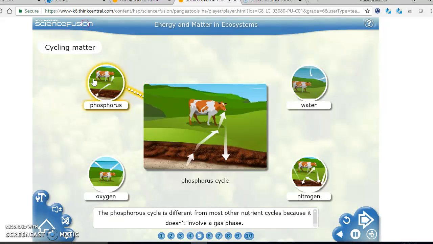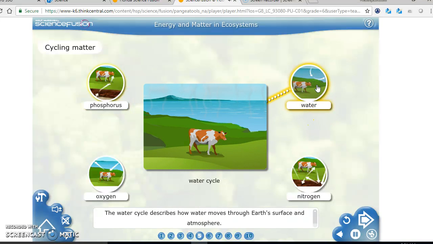Phosphorus is another important nutrient in ecosystems. The phosphorus cycle is different from other nutrient cycles because it doesn't involve a gas phase. That is, there is not much phosphorus in the air. The main source of phosphorus is in rocks. Weathering removes phosphorus from the rocks and distributes it in the soil and water. Plants take up phosphorus from the soil. The phosphorus moves to animals when they eat the plants. Then, when the plants and animals die and decompose, the phosphorus is returned to the soil. Simple stuff, really.